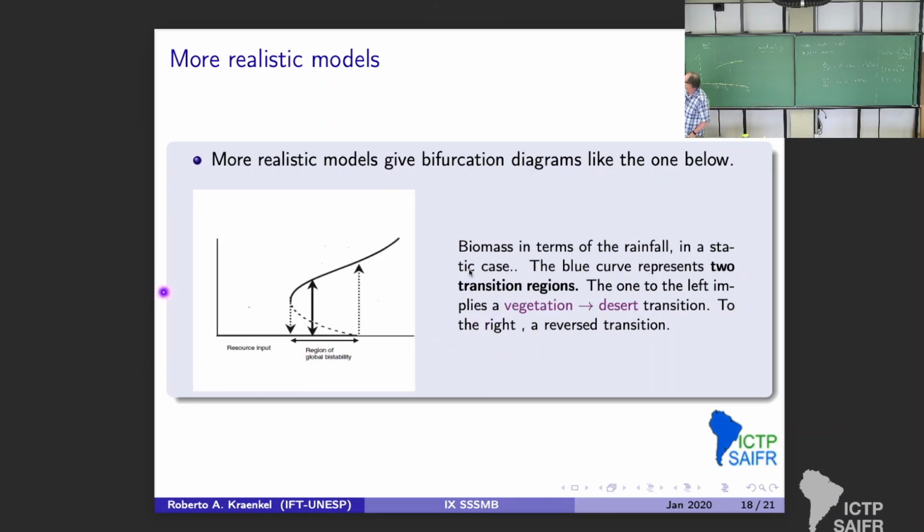Region, you have the zero, which is stable up to a certain point. And then you have a region of bistability, and then on the right, you would have only one fixed point, which is the one with vegetation cover. So in this case, you can have two transitions. You cross one bifurcation point from vegetation cover to zero biomass. And then you could also have a transition from zero biomass back to vegetation cover, depending on the amount of rainfall. So this would be a better model.